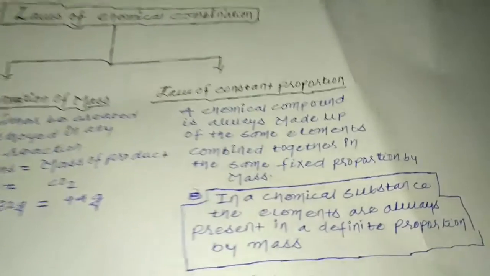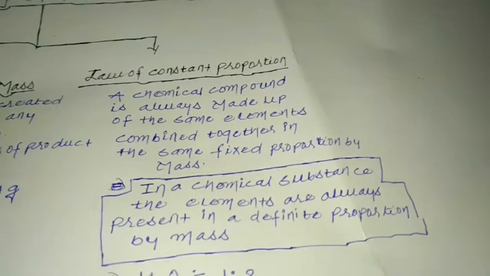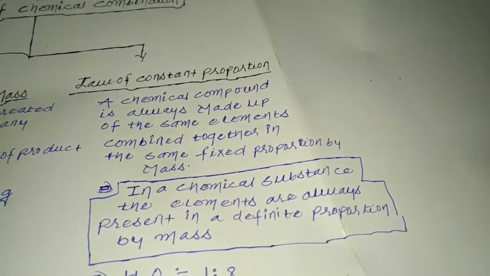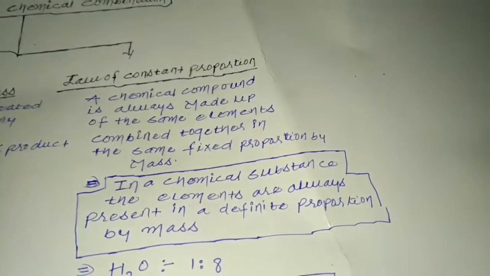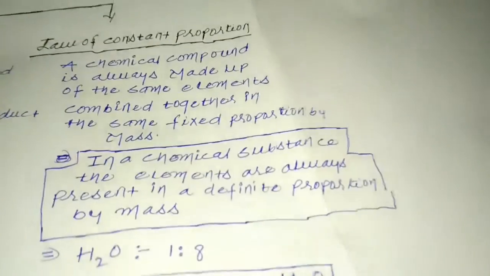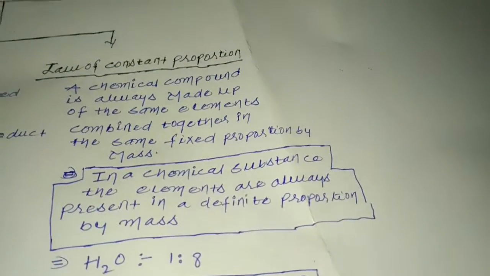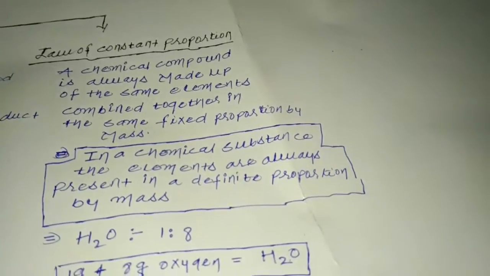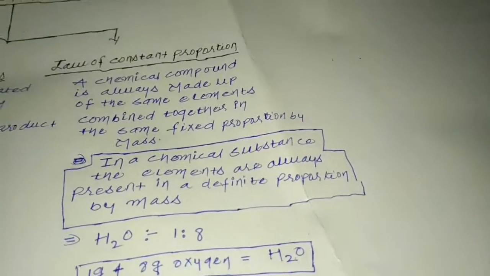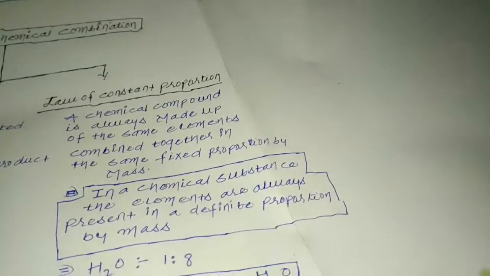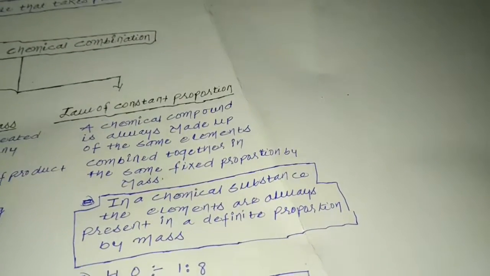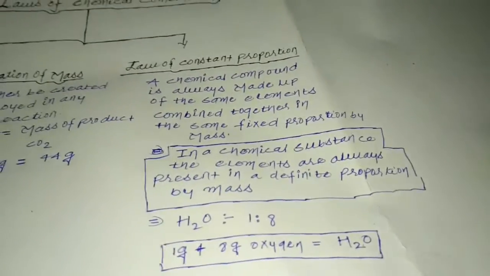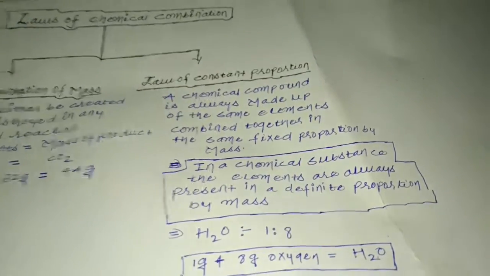Now the second is the law of constant proportion. A chemical compound is always made up of the same elements combined together in the same fixed proportion by mass. In simple words, we can say that any chemical substance is made by combining the elements in a definite and proper proportion by mass. Here the example is H2O, and we know that H2O means water.